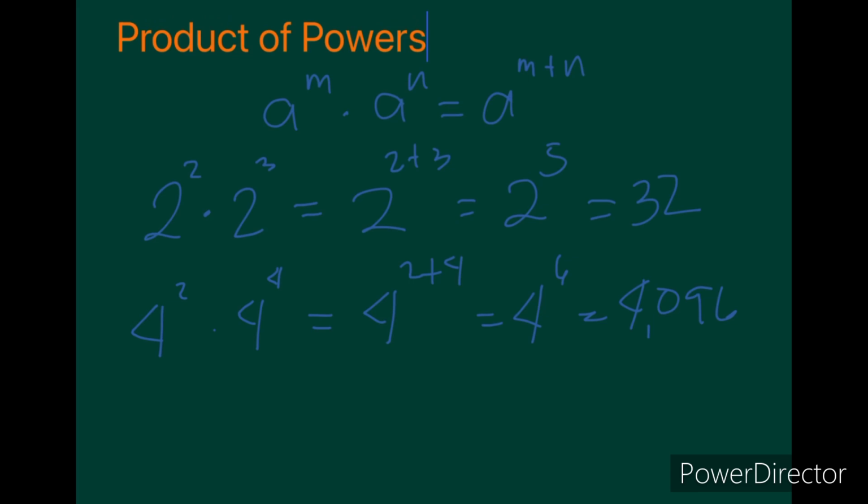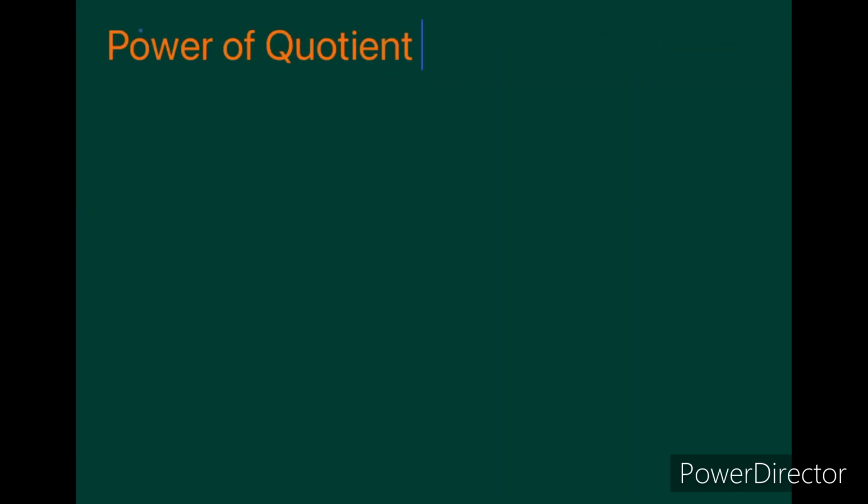Next, another law of integral exponents is what we call the power of a quotient. In the power of a quotient, it's written in the form of the m power of a over b, which is equal to a raised to m over b raised to m. That is the power of a quotient.